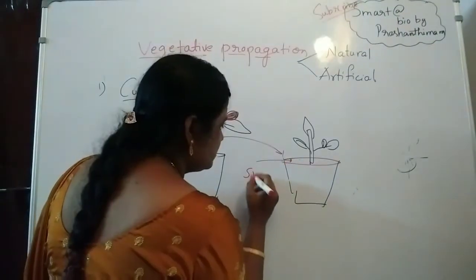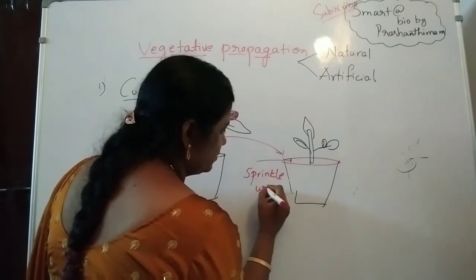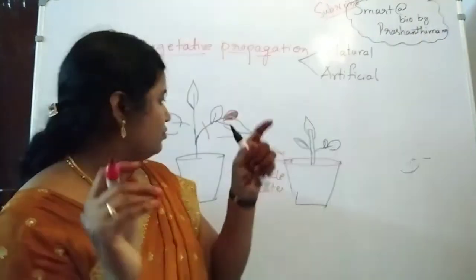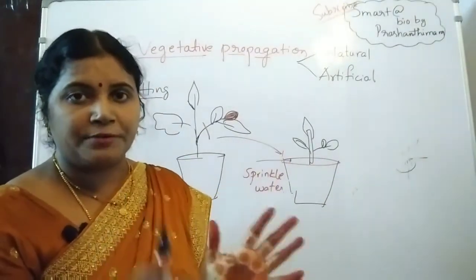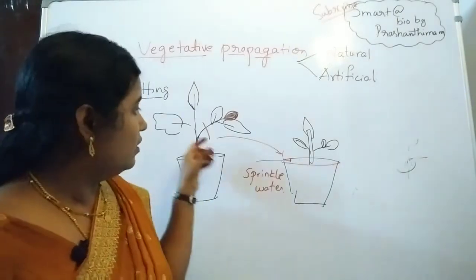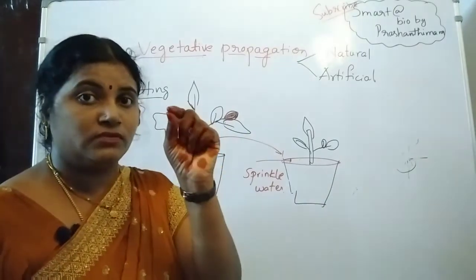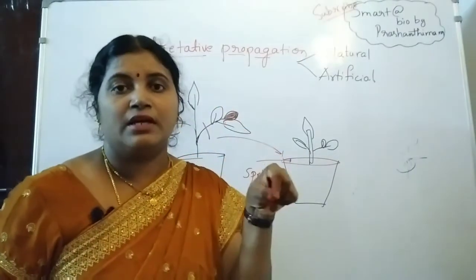After some days, now daily sprinkle the water in the second pot. So here in the cutting process, we have taken a potted plant. From the potted plant, a branch, a branch which contains the bud, a small bud. Why are we taking the bud-containing branch here?